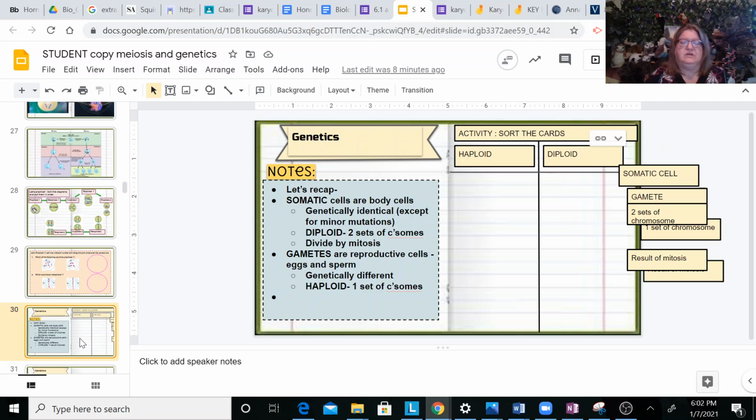Gametes are the reproductive cells, egg cells and sperm cells. The cells that make them start by being diploid, but then they end up being haploid with 1 set of chromosomes. So what I would like you guys to do is hit pause and see if you can do the sorting activity that describes the difference between haploid and diploid. What would these guys fit?